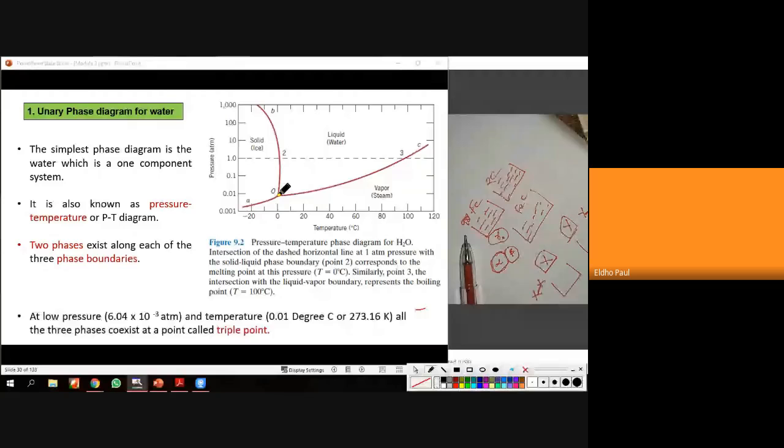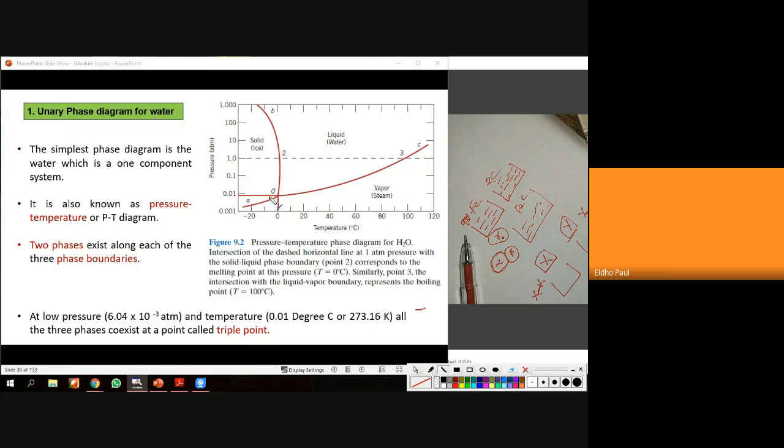This point is called the triple point, and we can draw this line. This is just after 0. At the triple point, the pressure is equal to 6.04 times 10 raised to minus 3 atm, and the temperature is equal to 0.01 degrees Celsius or 273.16 Kelvin.